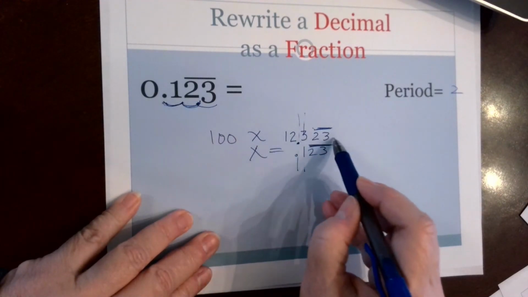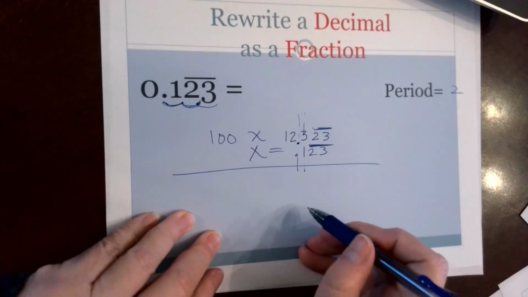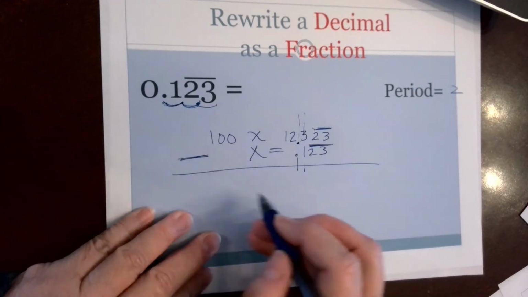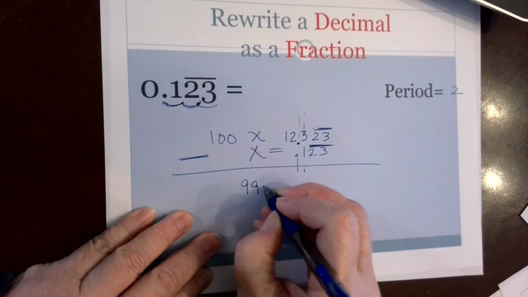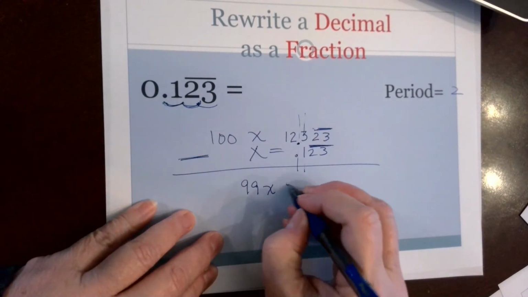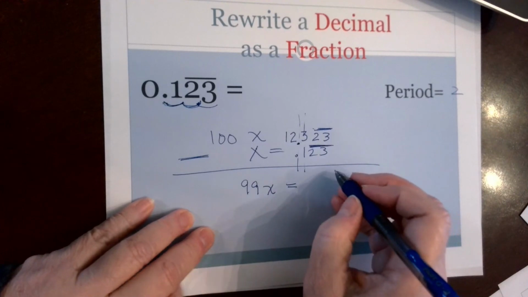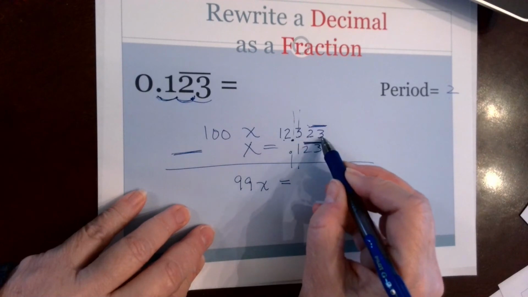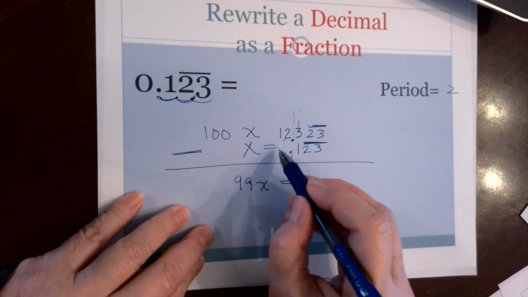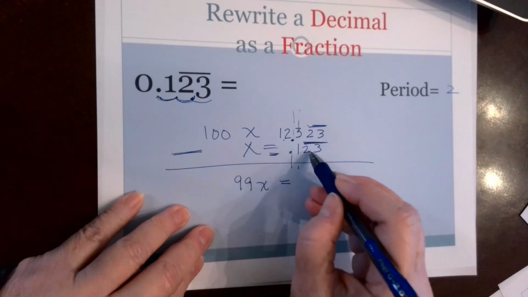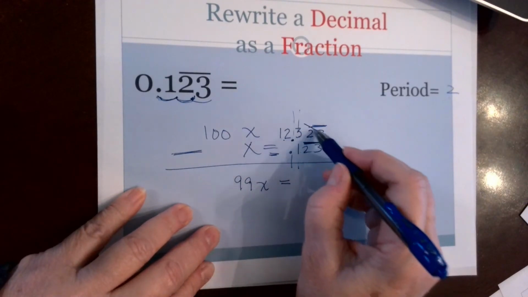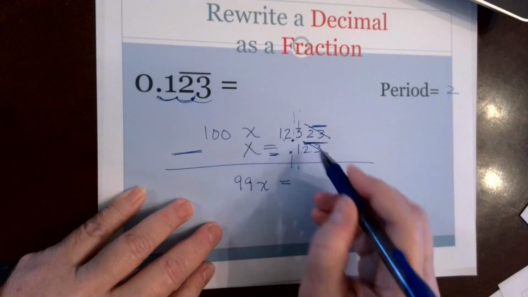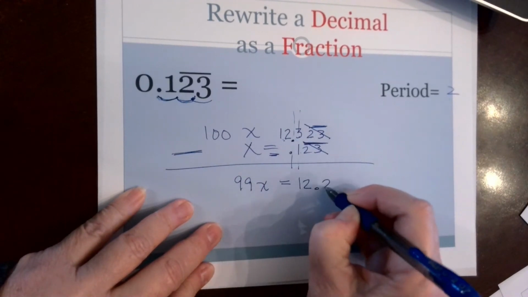12.3 and then 232323. That's confusing, but you can stop and pause and watch that again. So I'm going to subtract the left side. That's 100x minus 1x. I'm going to subtract the right side. That's 12.323 minus 0.123. The 2 3's and the 2 3's cross out, so I have 12.2 remaining.